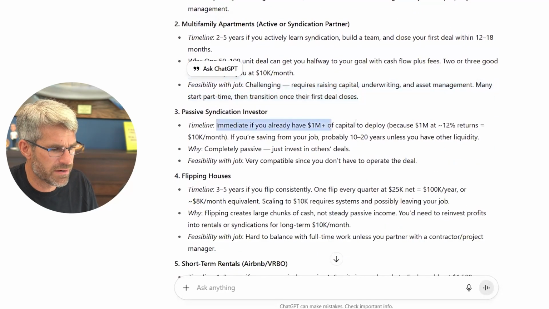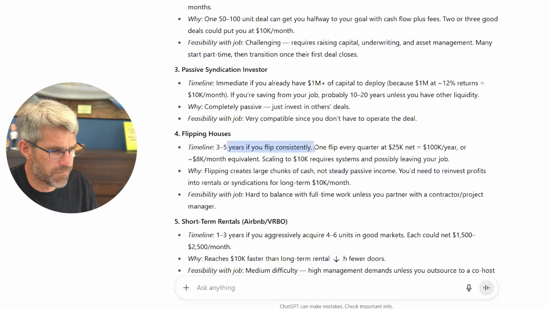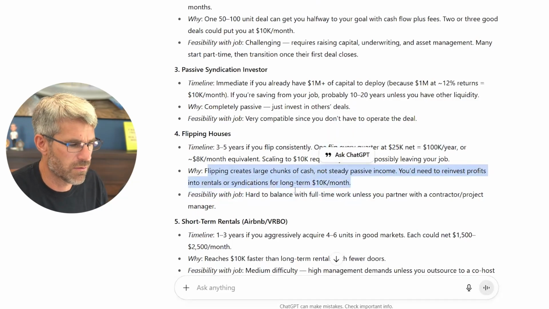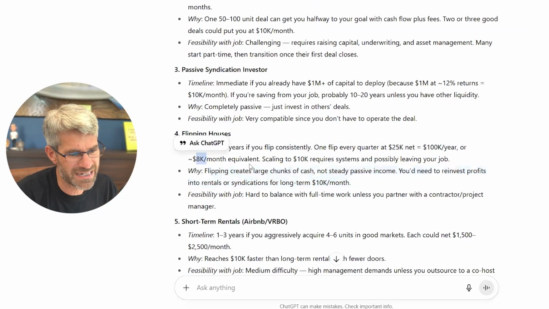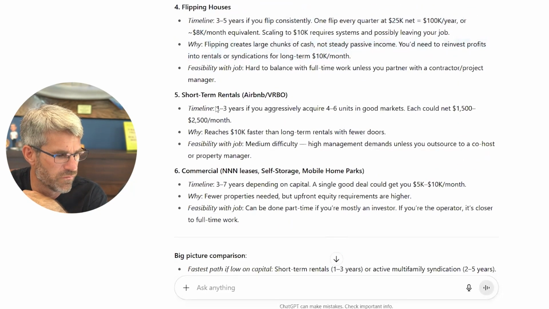Flipping houses, 3 to 5 years if you flip consistently. One flip every quarter at $25,000 is $100,000 a year. Okay, but flipping creates large chunks of cash, but not passive income. You need to reinvest profits into rentals or syndications for long-term $10,000. Okay. So this seems to be a lot of work as well. Short-term rentals, okay, 1 to 3 years. If you aggressively acquire 4 to 6 units in good markets, each could net about $2,000. So that's pretty cool. Feasibility with job, medium difficulty, high management demands, unless you outsource to a co-host or property manager.